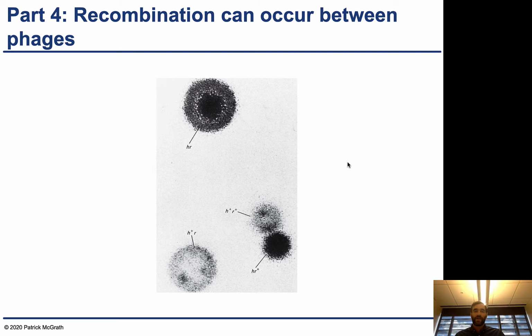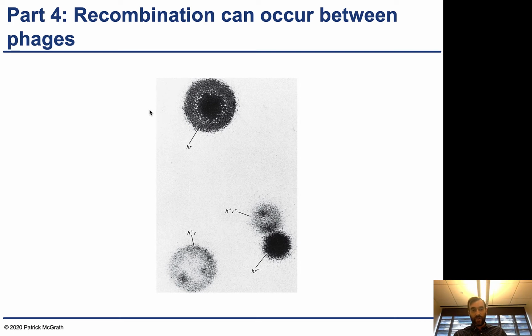So the final part I want to talk about is recombination in phages. You can also have genetic exchanges between different phages that are not closely related to each other. These phages have evolved separately, and they could have different phenotypes. What exactly do I mean by a phenotype?